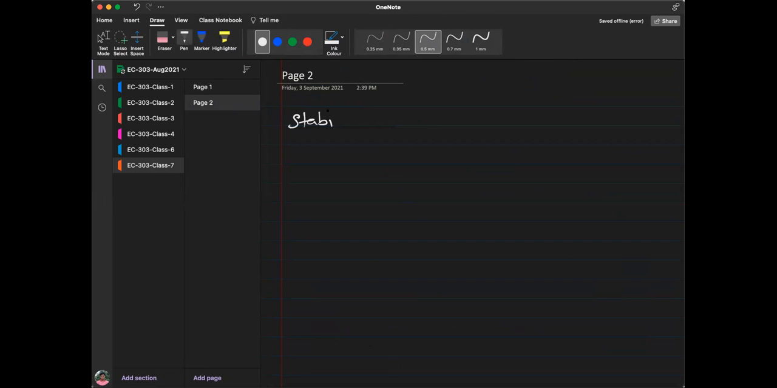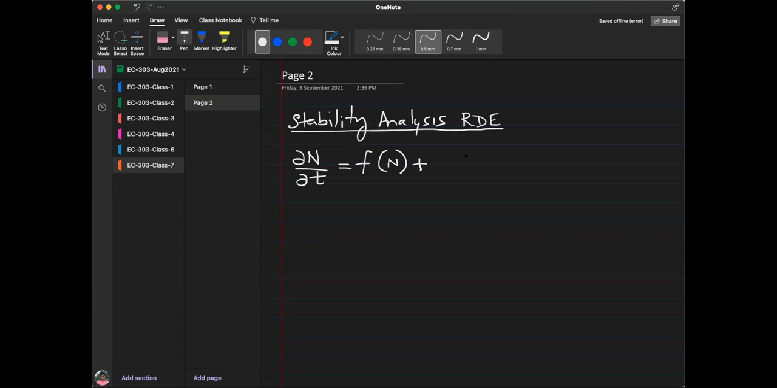One second. So yeah, that's precisely it. This is a good question you asked. So now let me just try to explain that. Stability analysis for the reaction diffusion equation. So let's just recap what we learned. We had a general form of the equation like this, right? This was the equation we had.